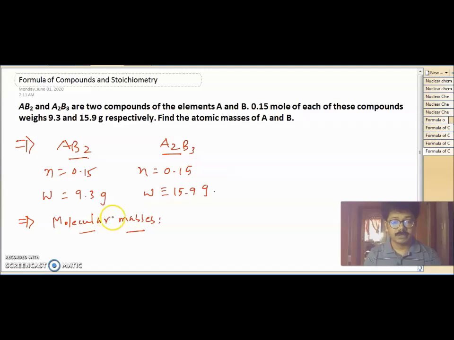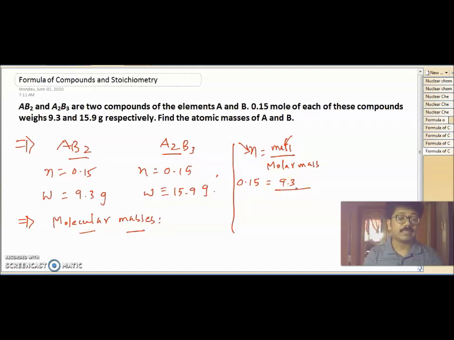So what is the formula of mole? Mole is equal to mass by molar mass. That is the molecular mass, as compounds are there. Moles are given, the masses are given, so you can find out the molar masses. Are you getting what I mean to say? For example, 0.15 is equal to mass, that is 9.3, divided by the molar mass. How will you represent the molar mass of this AB2?